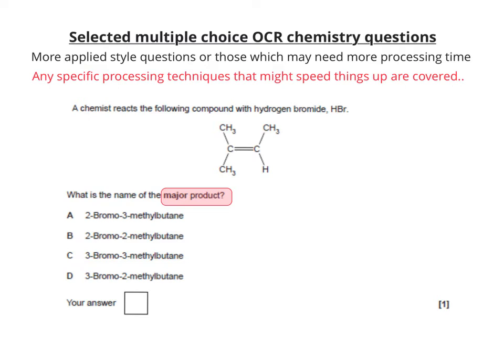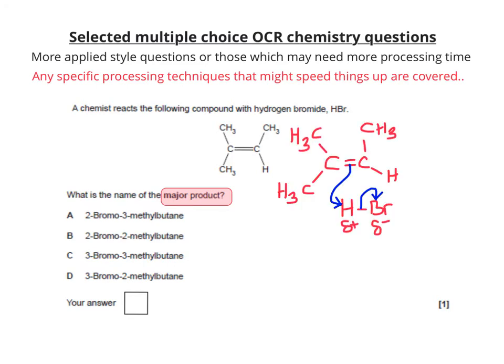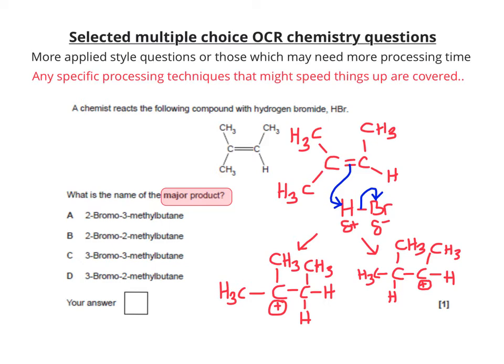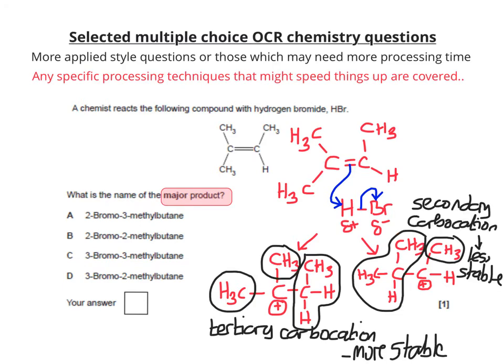So what we've got to do is visualize this in terms of what would the mechanism be. So the first thing to do is to start off the electrophilic addition, and that gives us two possible intermediates. So now what we've got to do is look at the positively charged carbon atom and how many alkyl groups or how many carbons are attached to that. So you can see that one of them is a tertiary carbocation. So the one on the left hand side, the tertiary carbocation, will lead to the major product.